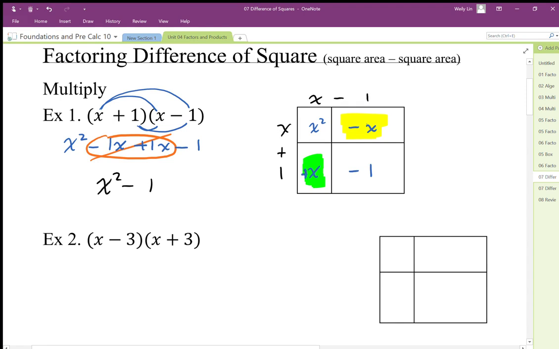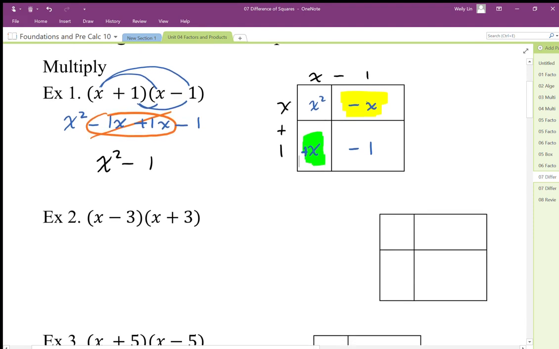So these are special, and we call these difference of squares because we end up with x times x, or x squared here, and we end up with 1 times 1, which is 1 squared here. And because of the opposite symmetry, we end up with positive and negative, which gives us the negative down here. So this is called the difference of squares.